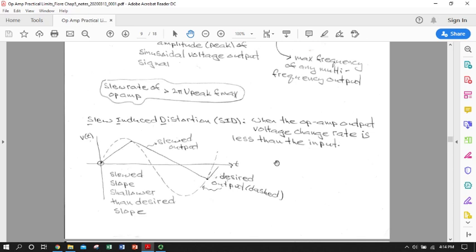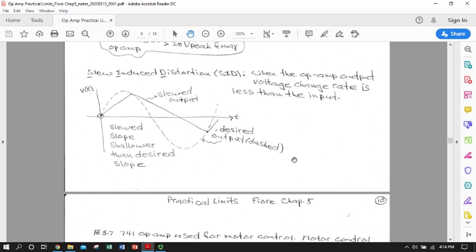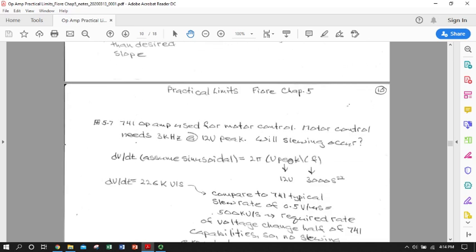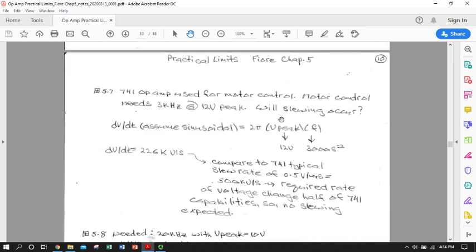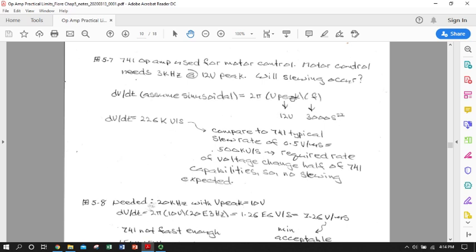So if you're measuring something with op amps and you're doing a lab or you're doing a project and you see a triangular wave output where you expected a sinusoidal and it's maybe half the amplitude you expected, check your slew rate. You may not be effectively keeping up with the slope of your output voltage versus time.